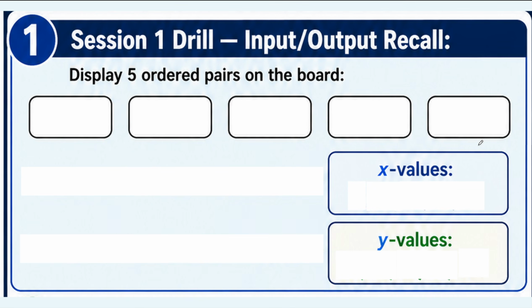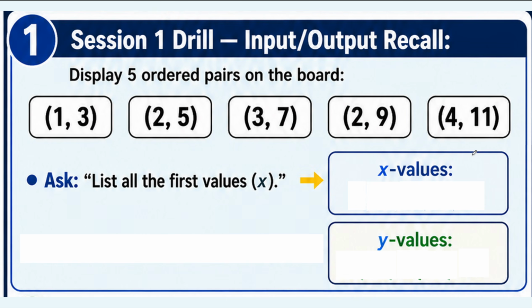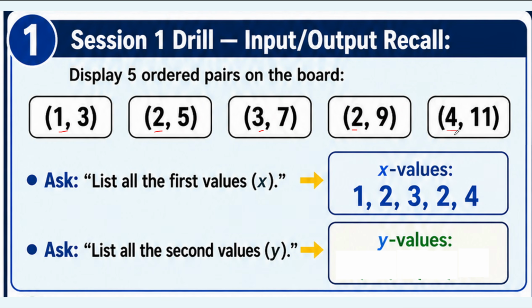In this part, I will display 5 ordered pairs on the board. So these are the 5 ordered pairs. And what you're going to do is to identify first the list of all the first values or the x. As you can see, the x values are 1, 2, 3, 2, and 4. These are the first value in each ordered pair, on the left side. Now, we're going to list all the second values or the y values. We have 3, 5, 5, 7, and 9.